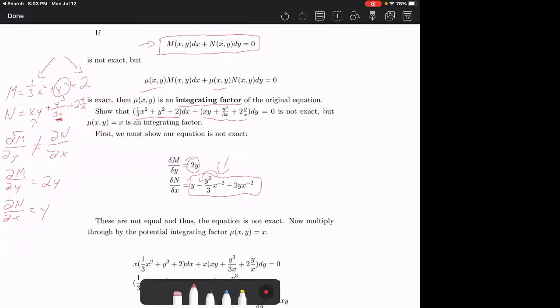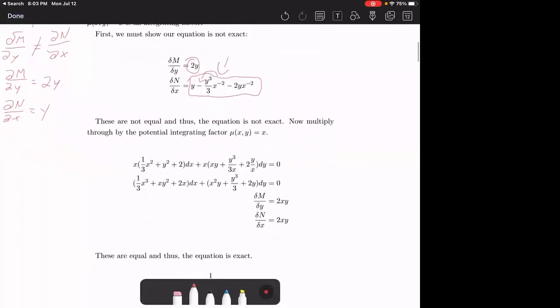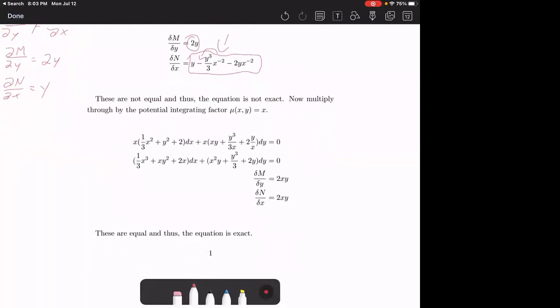Now we need to show that the integrating factor is going to make them equal. We're going to multiply through the entire equation by our integrating factor x. We say mu of x, y is equal to x because it's possible that mu would be a multivariable function, but in this instance, it's just in terms of x. So here we're multiplying through by x, and then we simplify, carrying the x through the brackets.